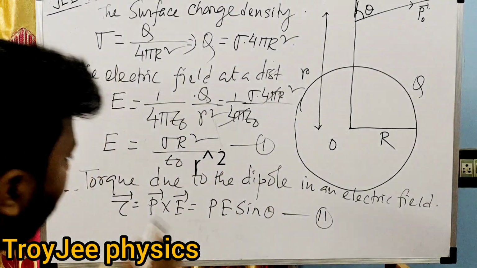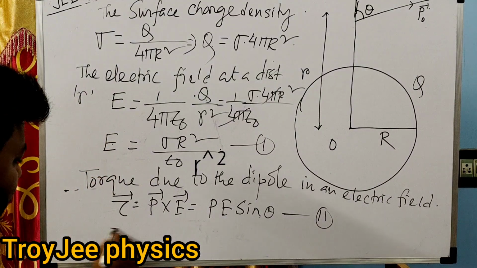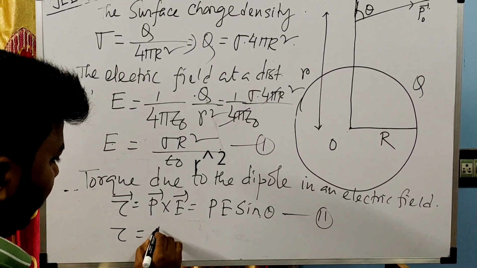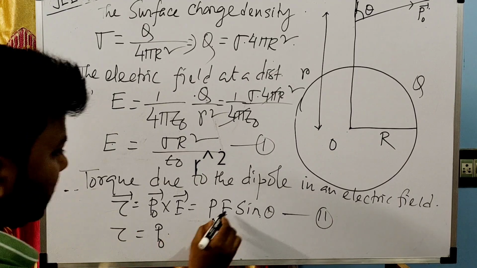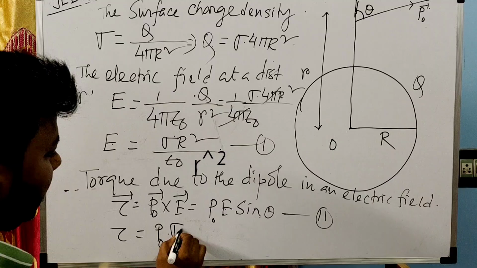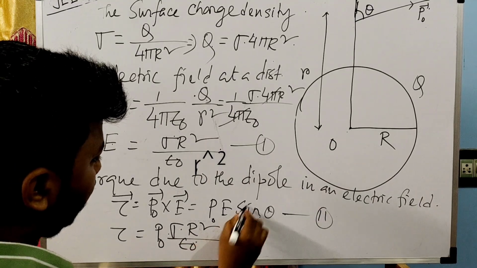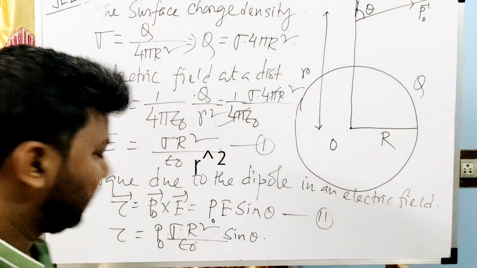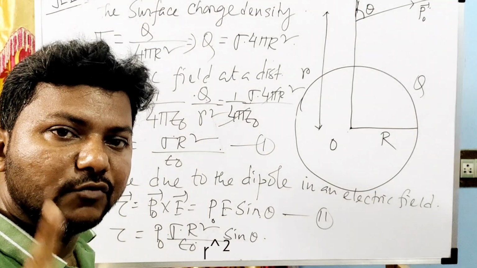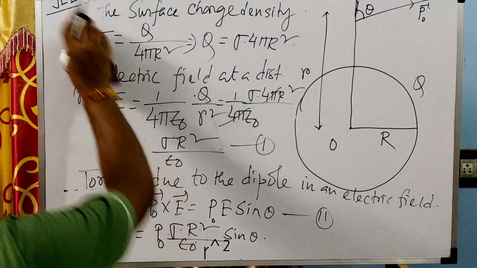Now we put the value of E in this equation. So tau is equal to P, where P means P naught, into E, which is sigma R square by epsilon naught r square, into sine theta. Again, we know that tau is equal to minus I into alpha for this. Now put this value.